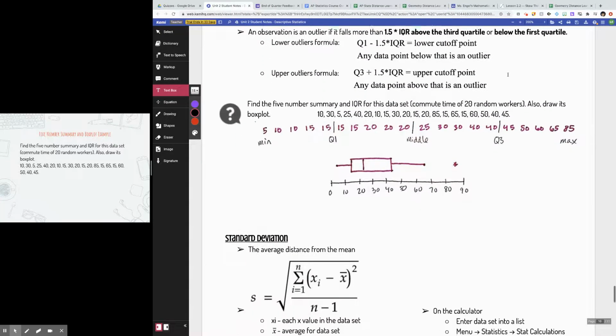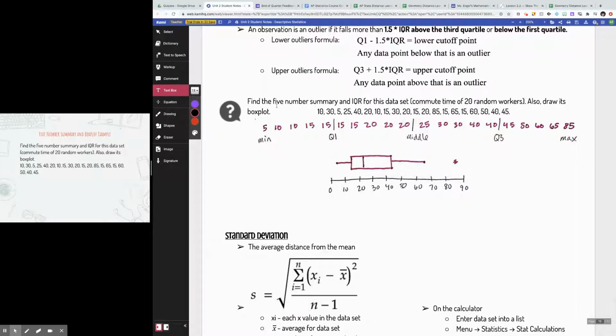Okay, this question says find the 5-number summary and IQR for this data set, draw the box plot, and then we need to determine if there are any outliers. So in order to draw a box plot, you have to figure out where there might be outliers, because the outliers are represented visually on the box plot.